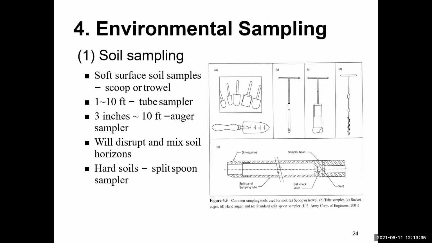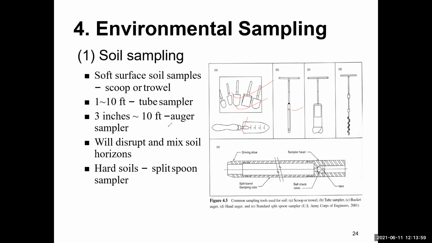For a soft surface soil sample, use a scoop and trowel. This is a scoop. This is the scoop and trowel given. There is a scoop, and this is the trowel. Then the 1 to 10 feet tube sampler. This is the tube sampler.